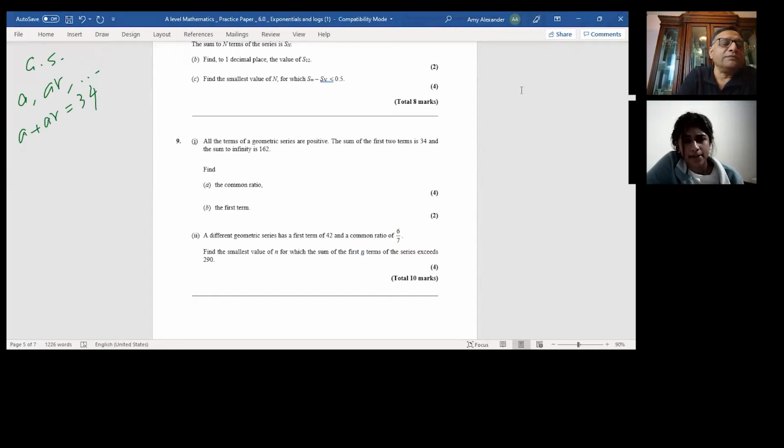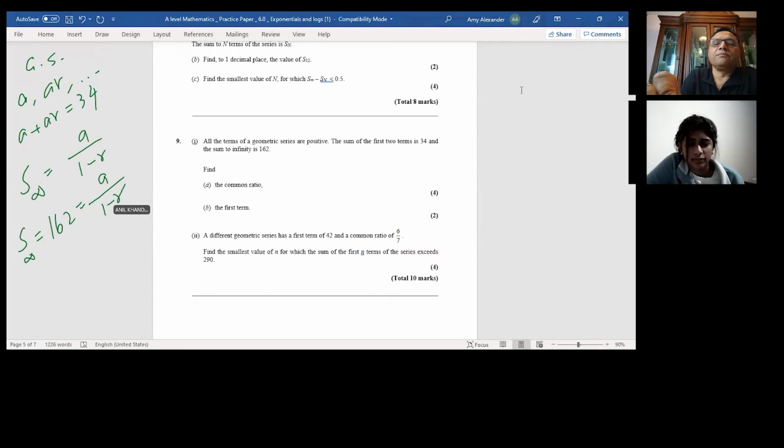And the sum to infinity is 162. So what is the formula for the sum to infinity? A over 1 minus R. So the sum to infinity is 162, equal to A over 1 minus R. So you get 2 equations. You're just going to substitute one into the other. I understand, but I must have made a silly mistake, because that is the approach I was trying to get to.